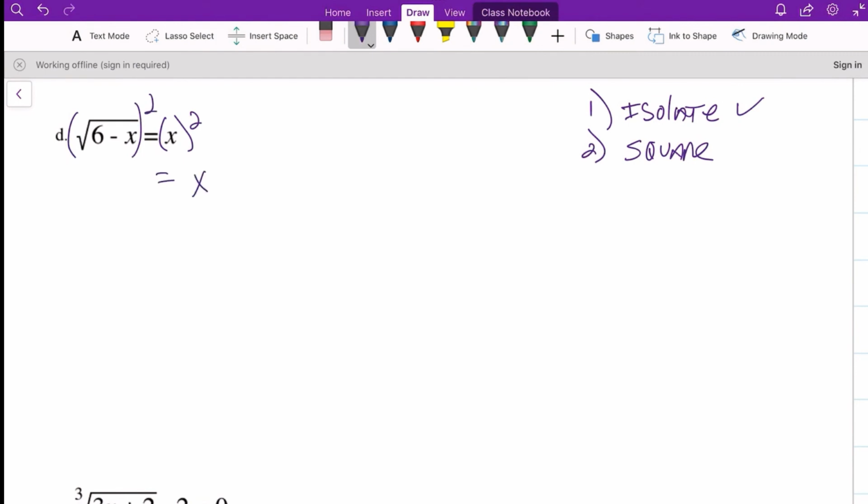So the right side is very easy, right? We're just going to be left with x squared. And on the left side, we're going to be left with 6 minus x. And again, now we want to do the solve step.